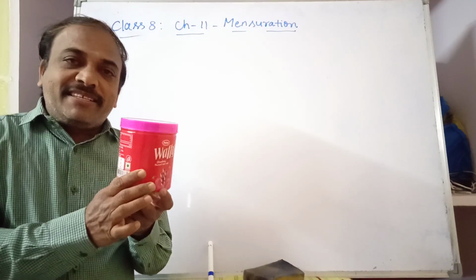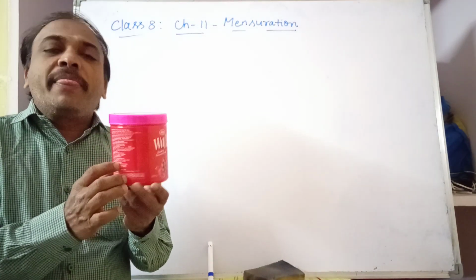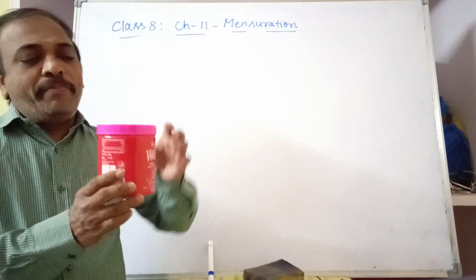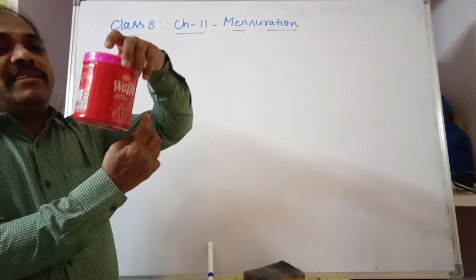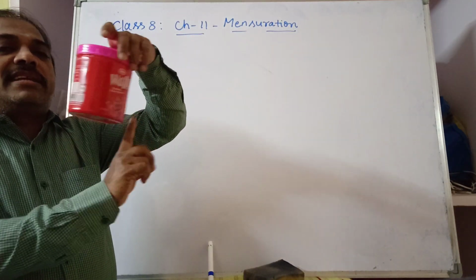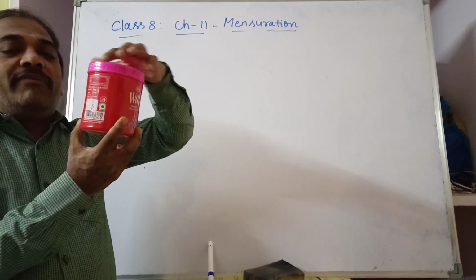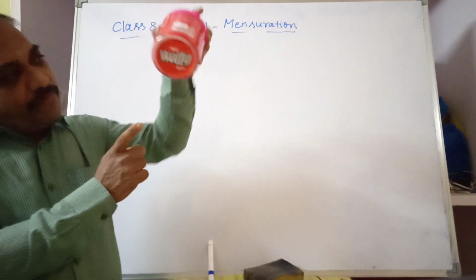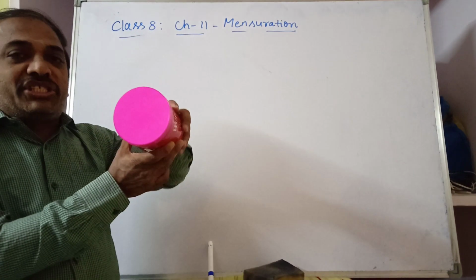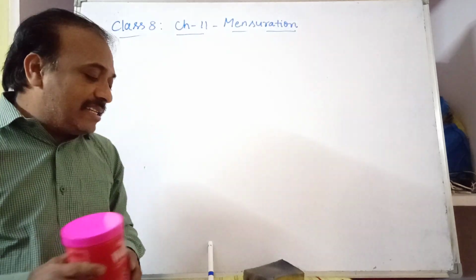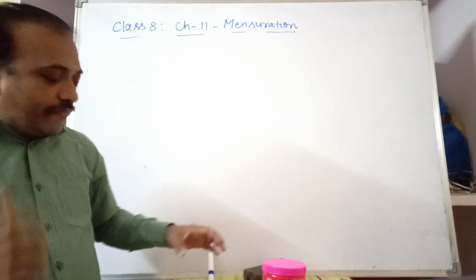Now one more shape. Yes, what is this? You know very well. Cylindrical shape. You are right. See here, this is curved. And the bottom and the top are in which shape? Yes, circular ends. What do you call these faces?